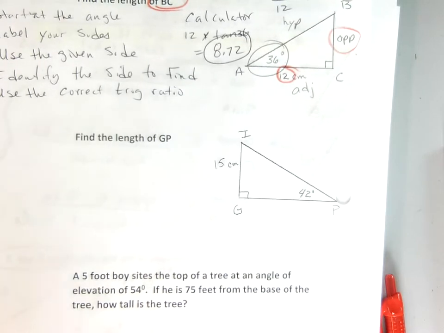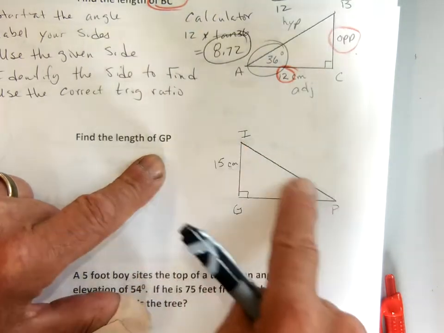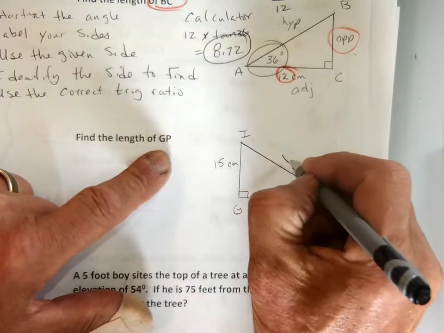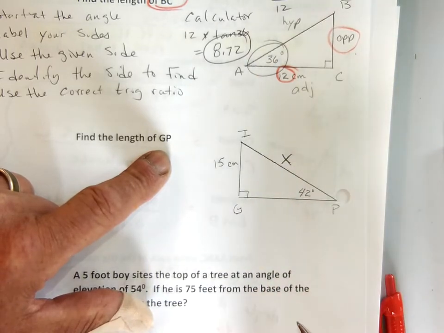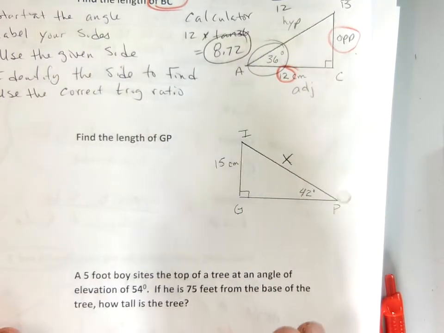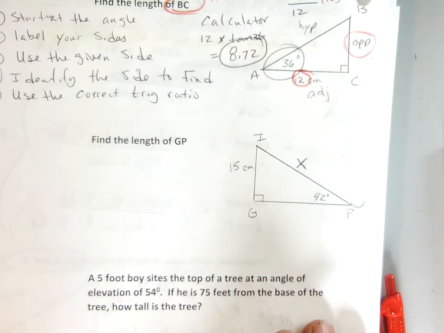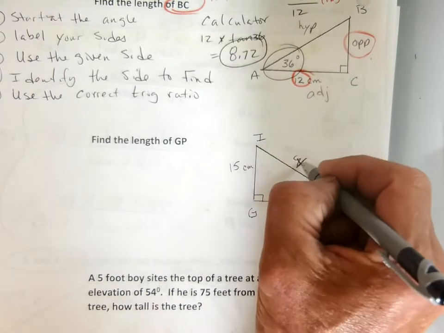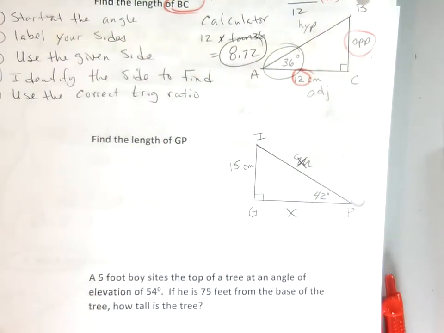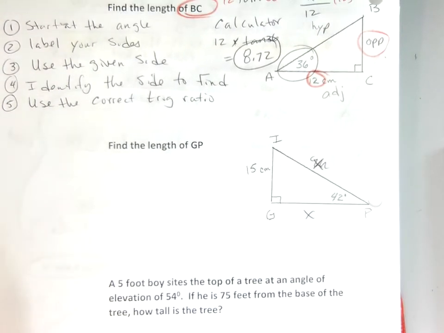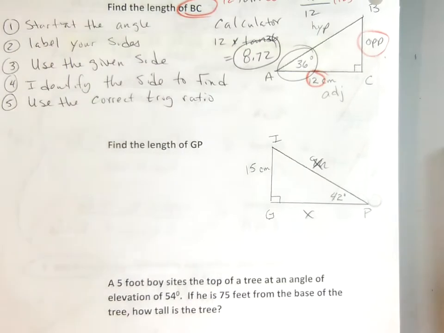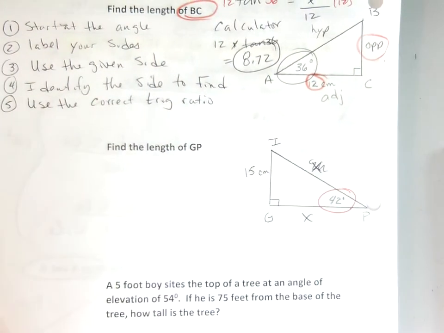Okay, example 2. Find the length of GP. GP. Okay, right here. You want to call it X? Should we just call it X? GP. Oh, GP. Thank you. Thanks, Ava. Okay, step 1. What's our step 1? Step 1. Okay, right there, right?